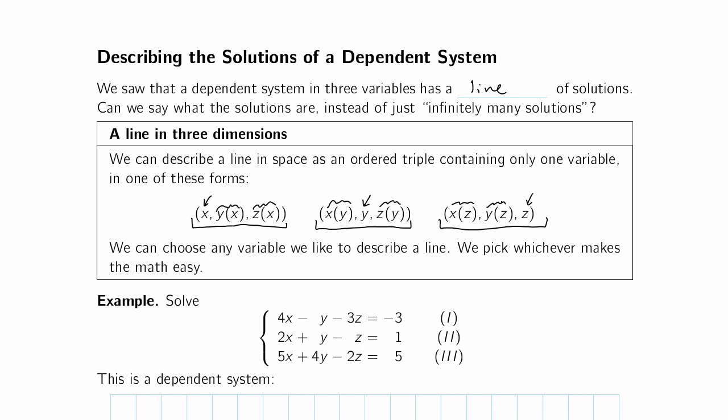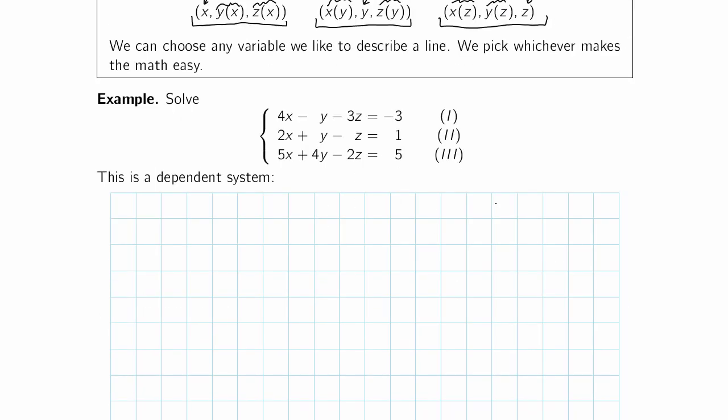So let's see an example now of a system where we have 3 variables, 3 equations, and it turns out that it's dependent. This is the same example system we saw in the last video. We're going to try to solve this system now and see what happens.